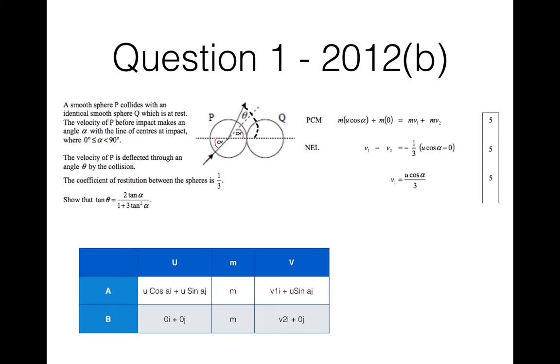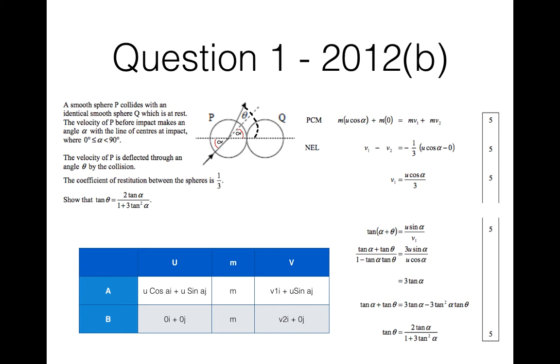Okay, we're told to show that tan theta is equal to that. Well, if we were to get the direction that sphere P travels after the collision, that would be the tan of the angle denoted with the black dotted marker, I suppose. That would be equal to the j component over the i component. Or another way of putting it is the tan of alpha plus theta, because the sum of the two of them equals the total angle. So the tan of alpha plus theta equals u sin alpha all divided by u cos alpha over 3. So that's the first line in what we have.